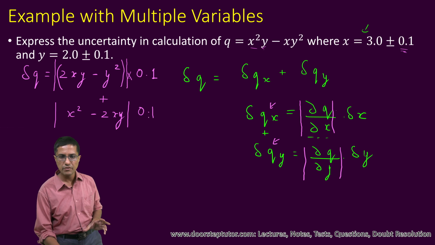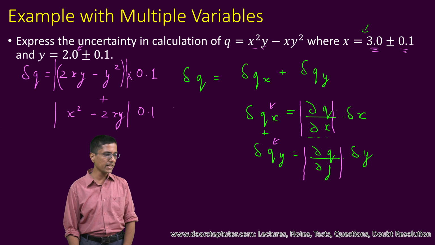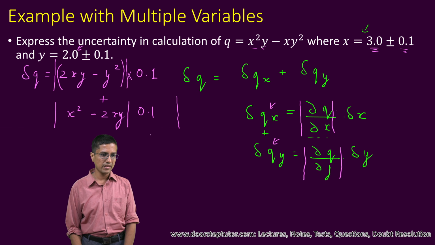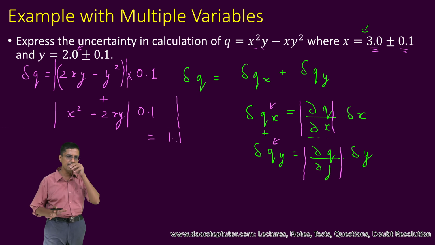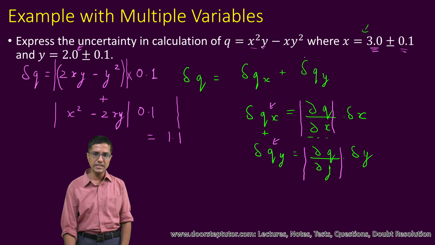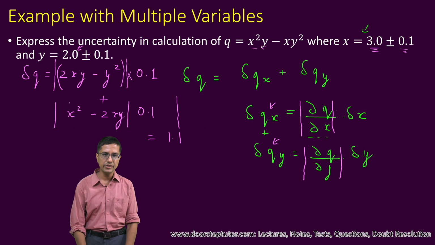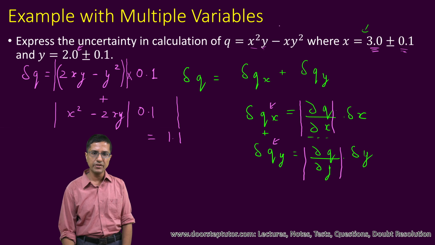So with this, we can plug in the values of x and y, which is x is 3 and y is 2. So if you plug in the values right here, we will get delta q as, this comes out to be 1.1. Very simple. We are just plugging in the values of x and y. So at this particular point, when x is 3 and y is 2, our delta q becomes 1.1.